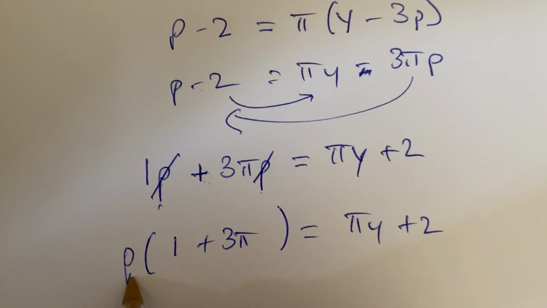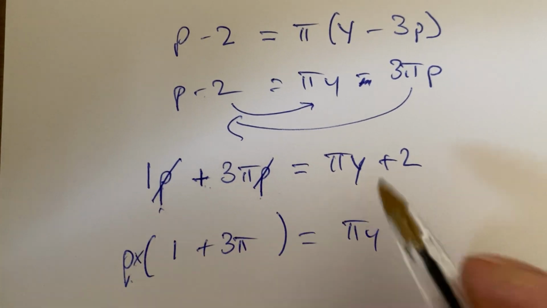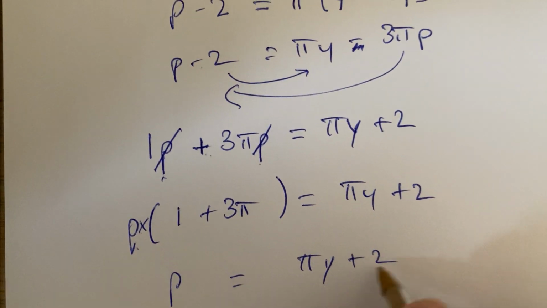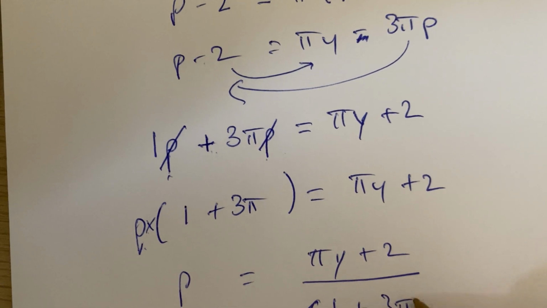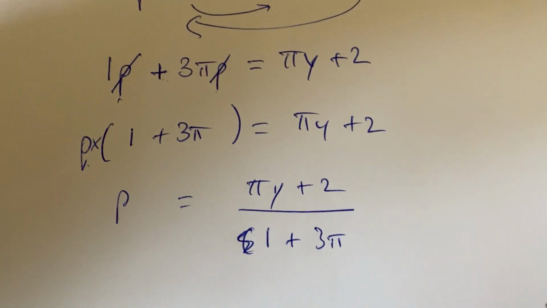And now to get p on its own, I need to get rid of this. It's multiplying, so divide both sides by that bracket. Don't need that bracket anymore. And that's what I can do like that. Boom. Okay, how are we doing for time?